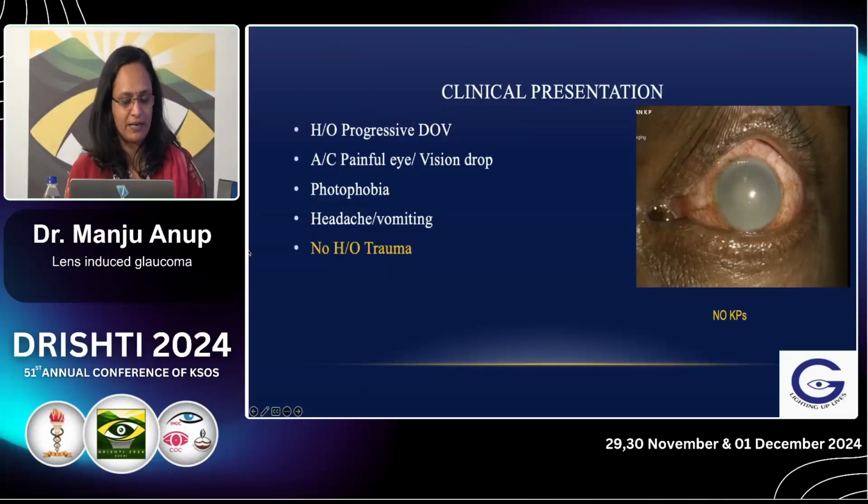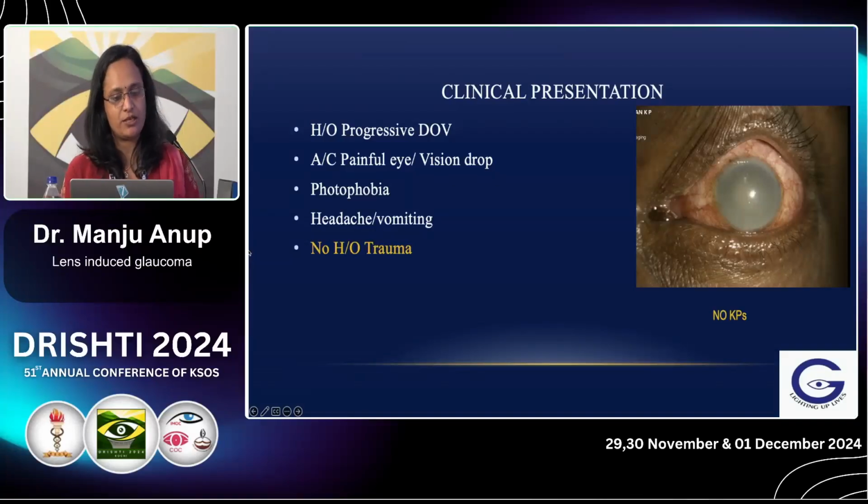In the clinical presentation, the patient will give a history of progressive diminution of vision for months or years prior to the presentation, and they present with an acute painful eye and a drop in whatever vision they have. Sometimes they will have headache and vomiting. If the intraocular pressure is very high, there will be associated photophobia. There will not be any history of trauma in these cases.